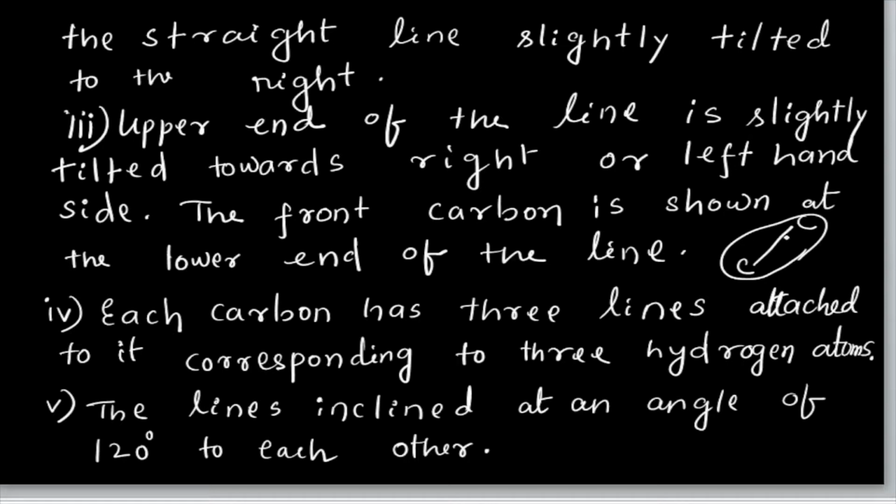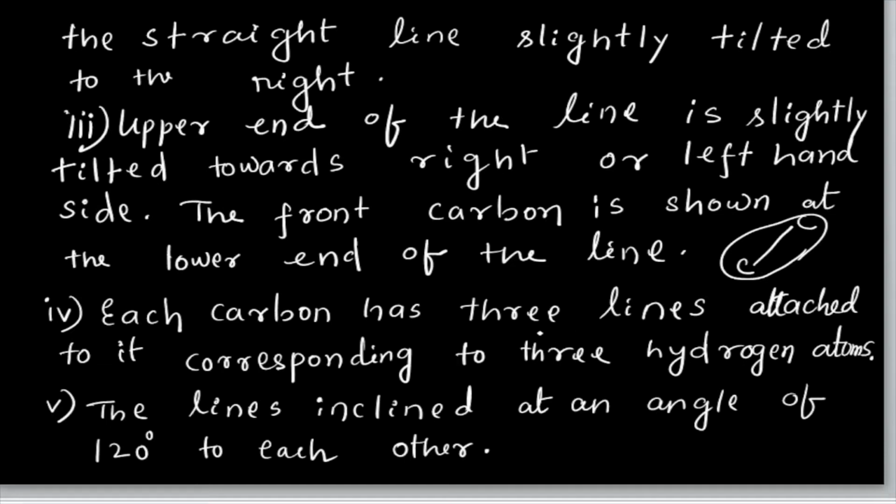The front carbon is shown, tilted to the right. The front carbon is shown at the lower end of the line. When you view from the molecular axis, the front carbon is shown at the lower end of the line. This is the front carbon we can view, according to the molecular axis, and the axis is represented by a straight line.